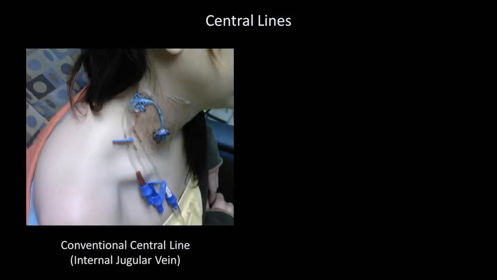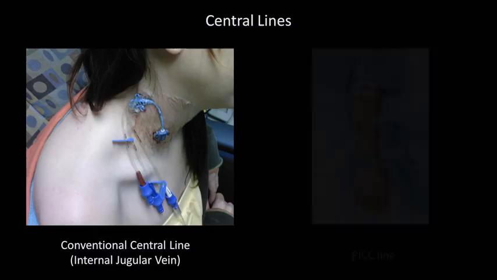First are central lines. The relatively informal term central line simply refers to an intravenous catheter that has been placed in a central vein. Most commonly, this refers to either the internal jugular, subclavian, or femoral veins, the last of which hopefully won't be visible on a chest film. So here's a photograph of what a conventional central line looks like externally. This one is in the right IJ.